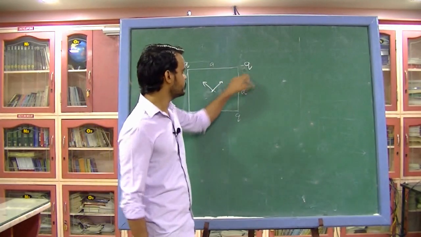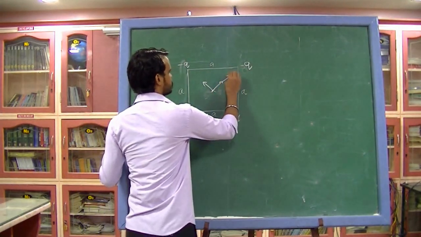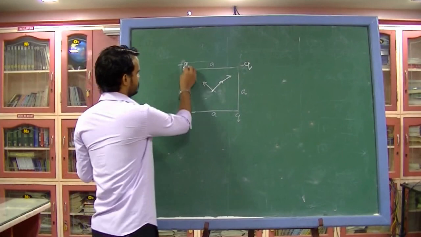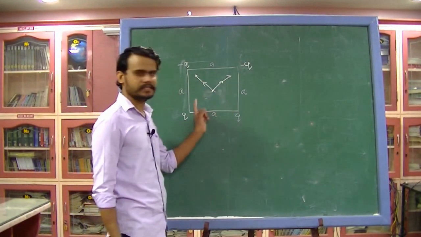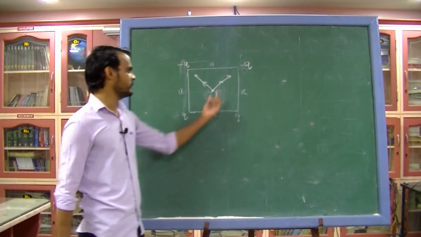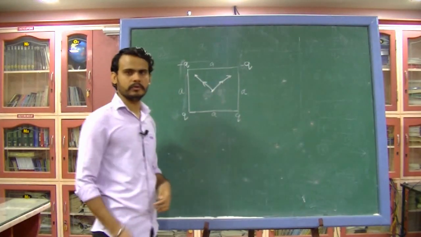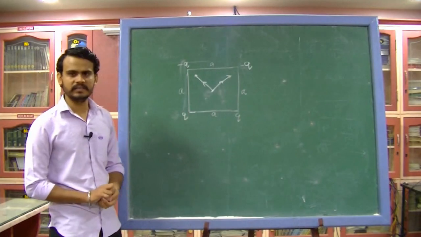Due to this minus q charge, electric field intensity will be along this direction. And due to this minus charge, electric field intensity will be in this direction. So, magnitude wise all the electric field intensities are same, but their directions are different. So, you have to do the vector addition to find the net electric field intensity.